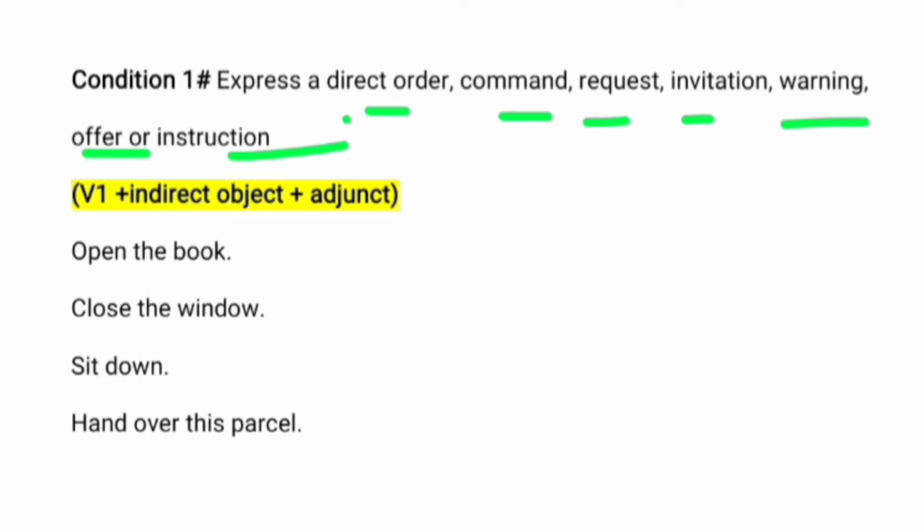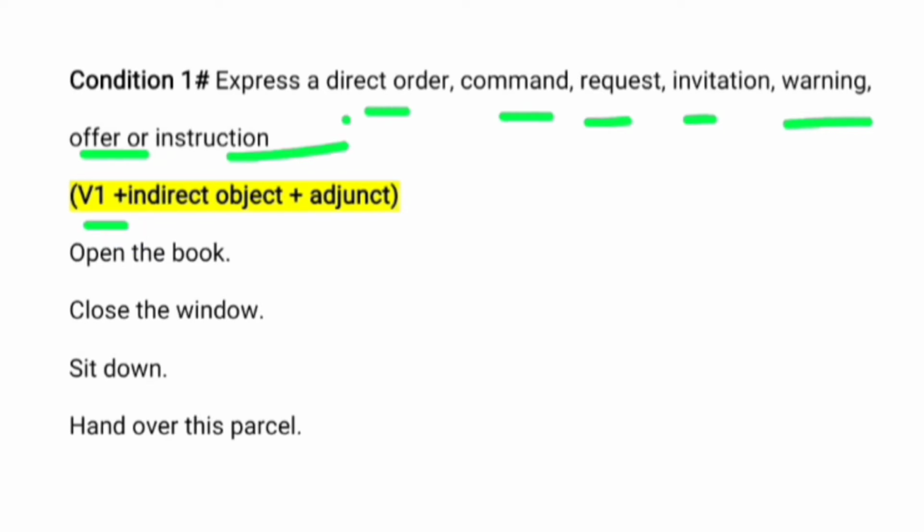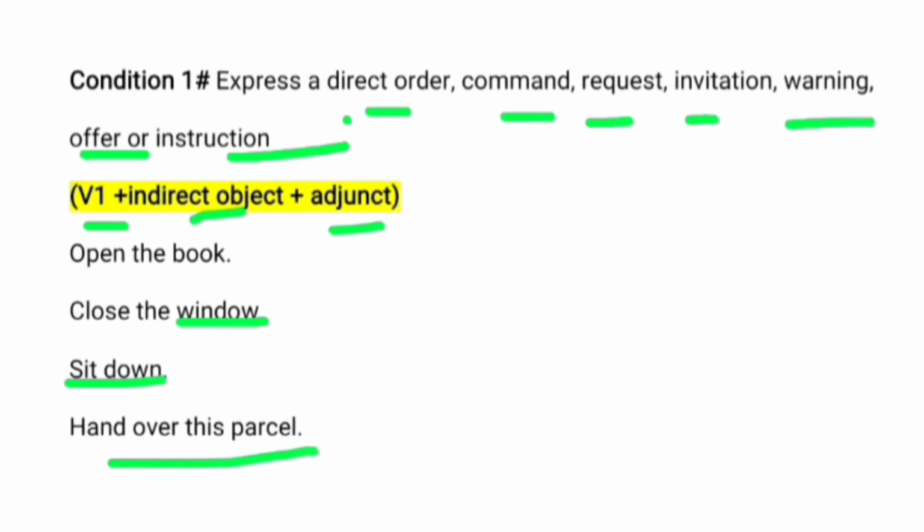When reading such sentences, they always sound like the speaker is bossing someone around. It always starts with the verb first form, followed by an indirect object, and then an adjunct. Like in the sentences: open the book, close the window, sit down, hand over this parcel. We can see in these sentences that someone is bossing around.